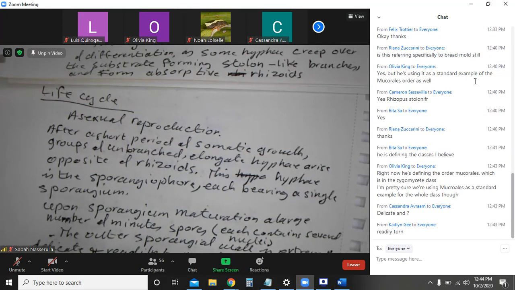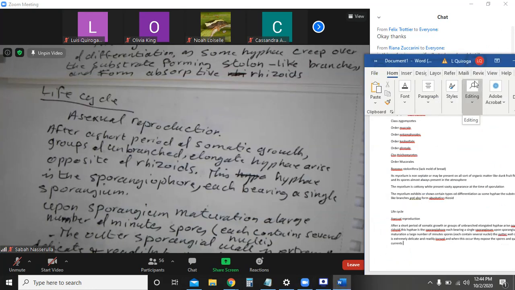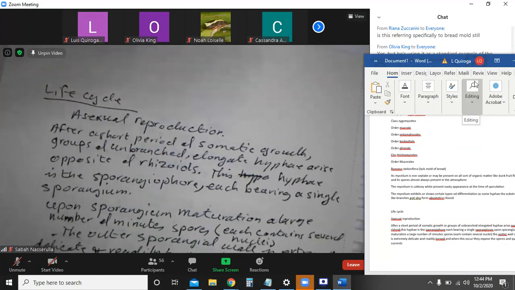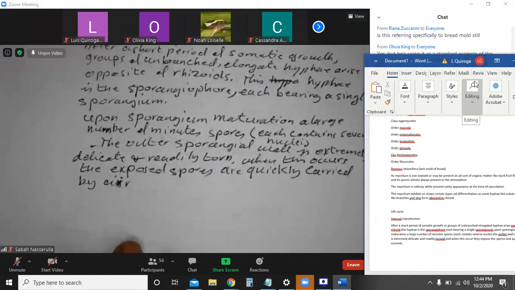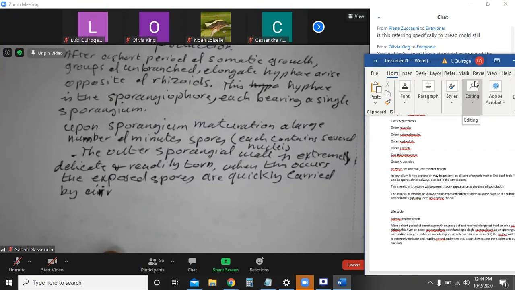Sir, could you move your page up a little? We can't see what's at the bottom. Do you see it now? Thank you. Yep, we can see it.